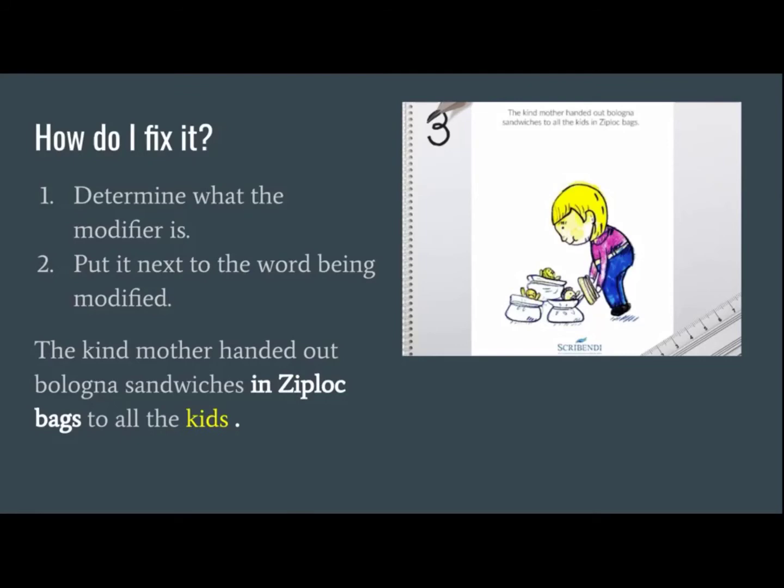The next step is to move the modifier. If the bologna sandwiches are in the Ziploc bags, we need to move the modifier in Ziploc bags directly next to bologna sandwiches. So now: the kind mother handed out bologna sandwiches in Ziploc bags to all the kids. They've been rescued.